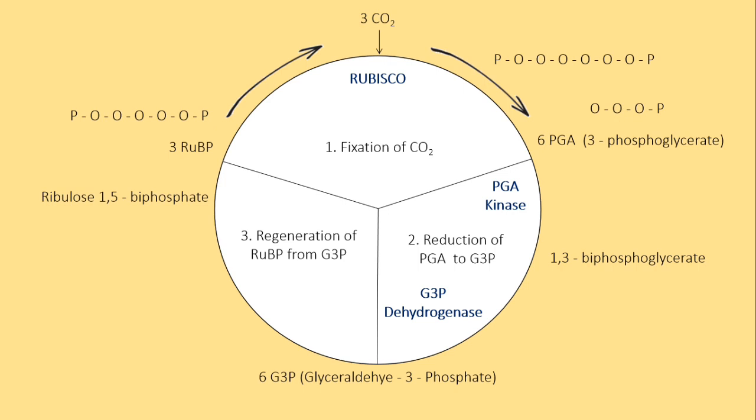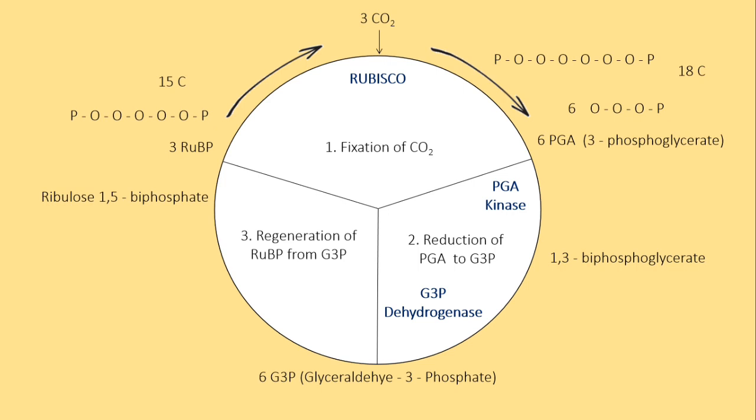Now, to keep track of the total number of carbons, if each RuBP has 5 carbons, 3 of them has 15 carbons plus the 3 carbons from 3 CO2 molecules. So now we have a total number of 18 carbons. So, thus, there's 6 3-phosphoglycerate molecules.